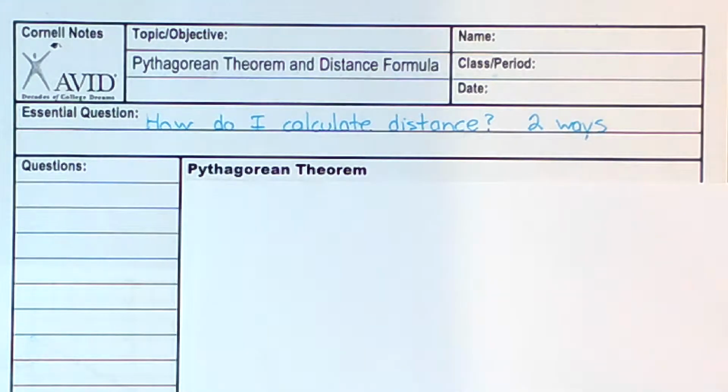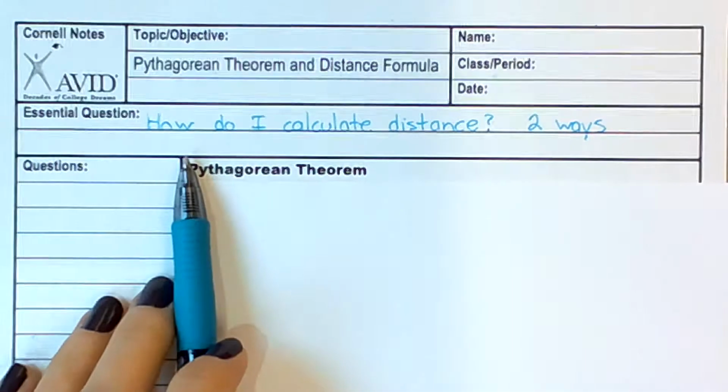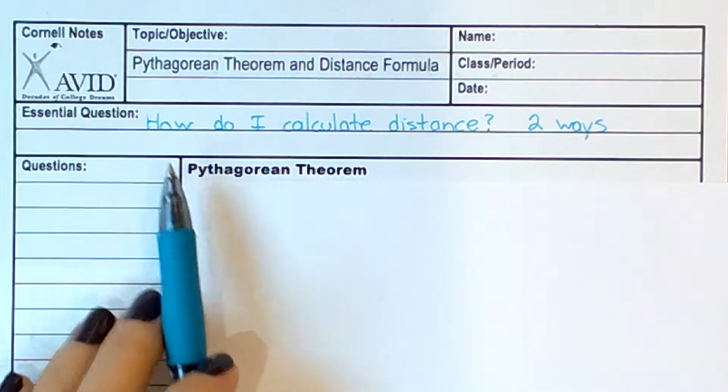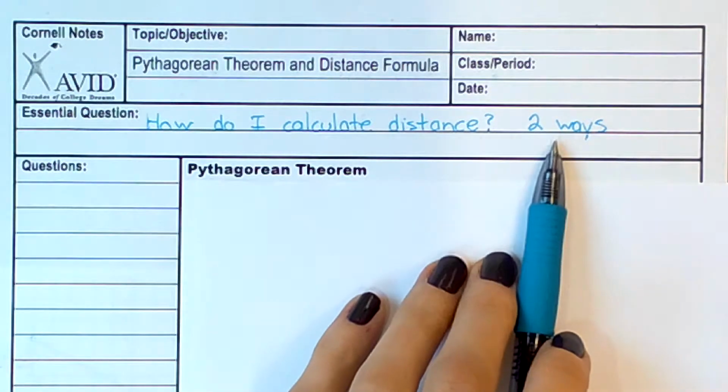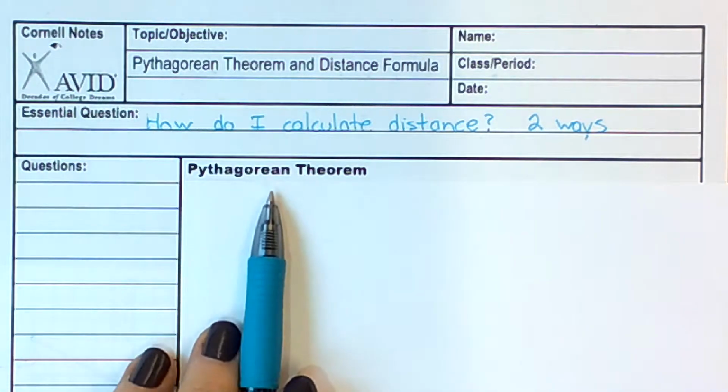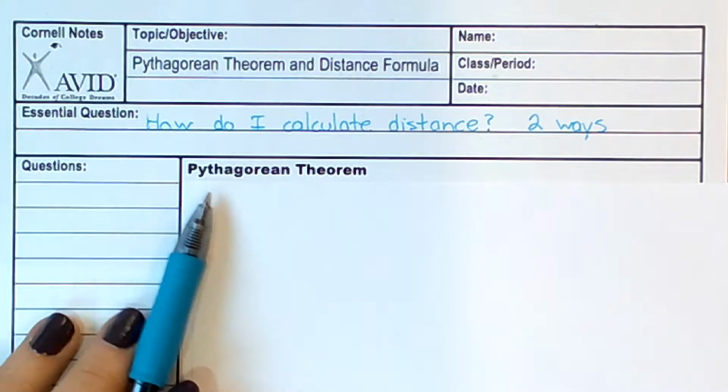Okay, so this video is over the Pythagorean theorem and distance formula. Our essential question is, how do I calculate distance? And I'm going to show you two different ways. The first way has to do with the Pythagorean theorem. This should not be anything brand new to you. It should be a review.